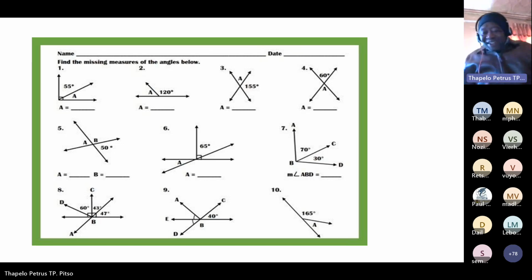Question 6. What is the situation here? There is a rectangle. What does the rectangle tell you? It tells you that angle is equal to 90 degrees. If it's equal to 90 degrees, A is vertically opposite to the neighbor of 65. Therefore, you will say, okay, the vertically opposite angle of A will be 25. Therefore, A is equal to 25.